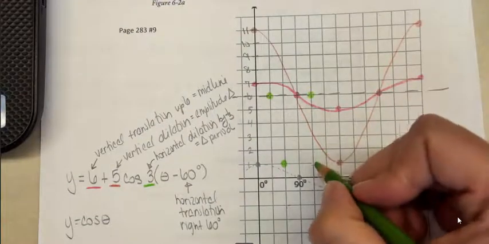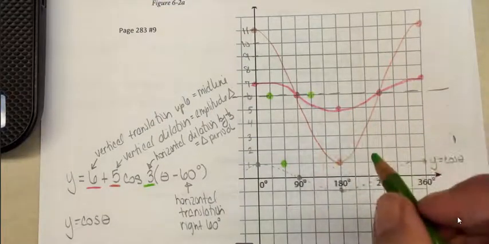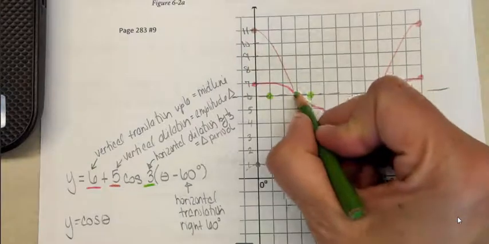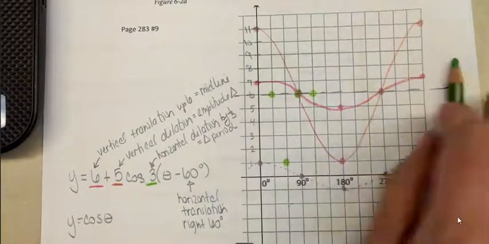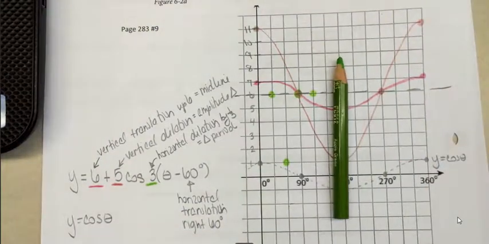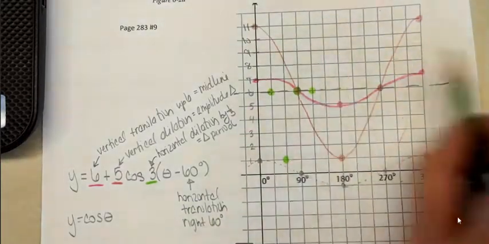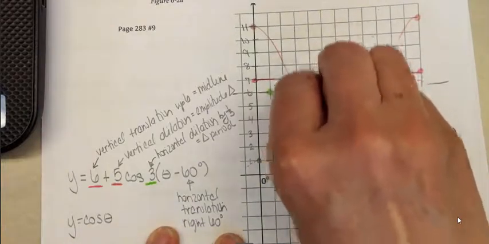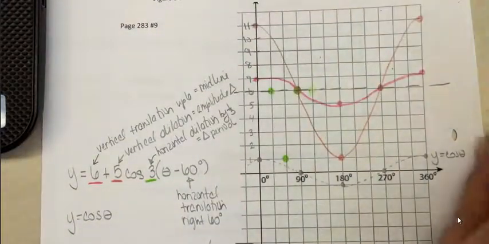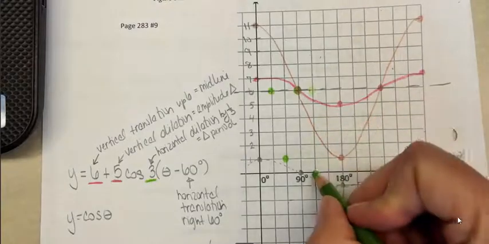Oh, did I just mess that up? I just messed that up. 90. 120. Let's see if I can get this to erase. Probably not. I was trying to be super neat. Oh, maybe. Oh, look at that. That's not bad. Okay, 120.